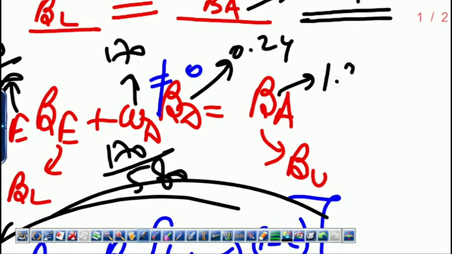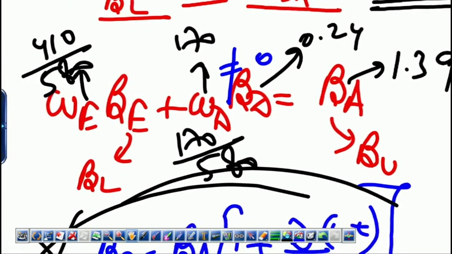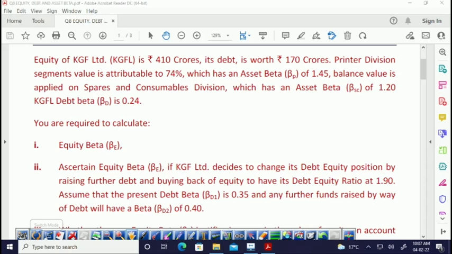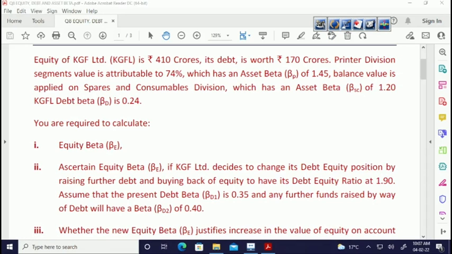And anybody can calculate the beta of equity. Weight of equity is 410 by 580 into beta equity. I don't know, I have to calculate. Weight of debt is 170 by 580 and beta of debt is 0.24 given, equal to asset beta, the printer and spares division. So we calculate equity beta. That must be the first question. Yes, you are required to calculate equity beta.